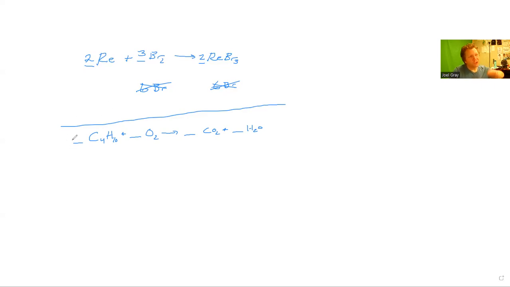Now, for this question, well, it can potentially get a little bit tricky. This is one where I'm going to go ahead and use that algebraic method. So I'm going to put an A in front of C4H10, a B in front of O2, a C in front of CO2, and a D in front of H2O. Now what I'm going to do is look at each one of the atoms on each side of the reaction.